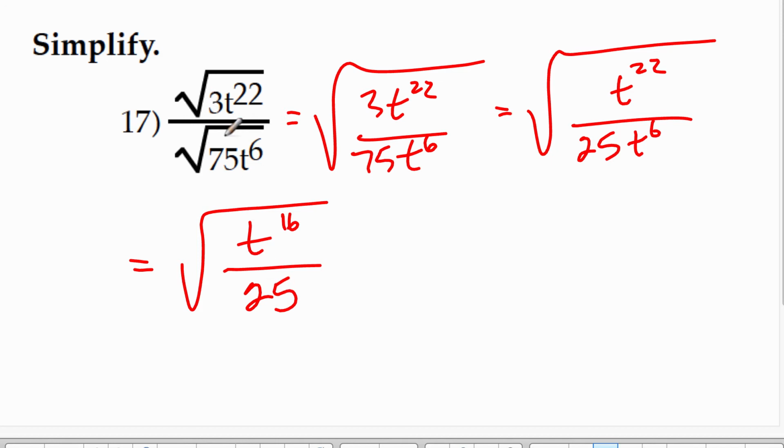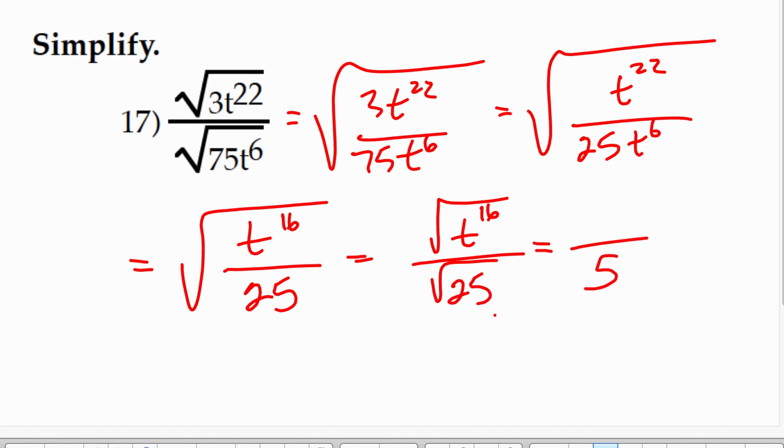Now, using the same rule as I did here, but backwards, I can rewrite those separately. So the square root of t to the 16th divided by the square root of 25. Square root of 25 is 5. Square root of t to the 16th, if I have 16 t's inside, I could take 8 out, and I'd be left with none under the radical sign. So that would be my answer.